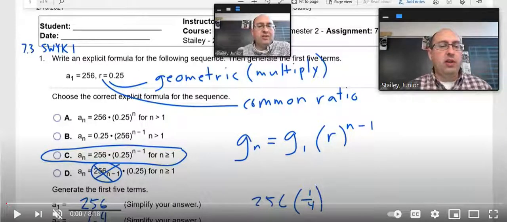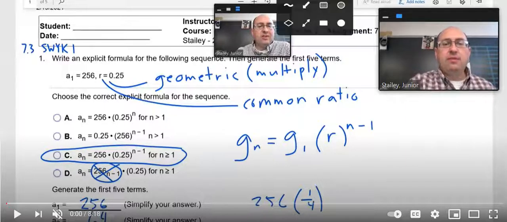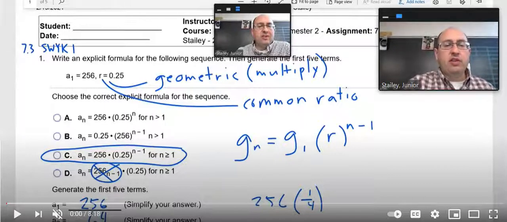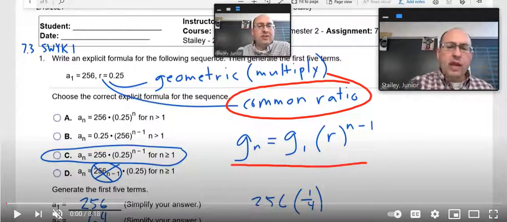7.3 Swyk number 1 is about geometric sequences. We are doing multiplication, not addition. Arithmetic was addition. Now we're switching gears to multiplication. You can see we are not looking for a common difference. We're looking for a common ratio. And we have a new explicit formula in town, right?